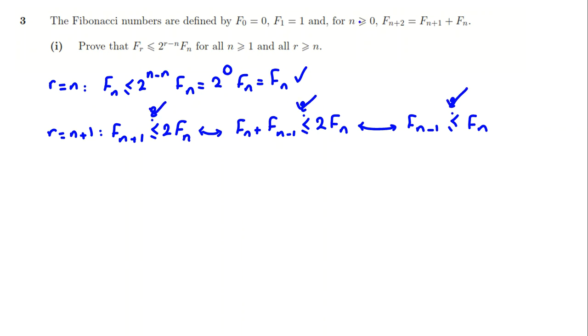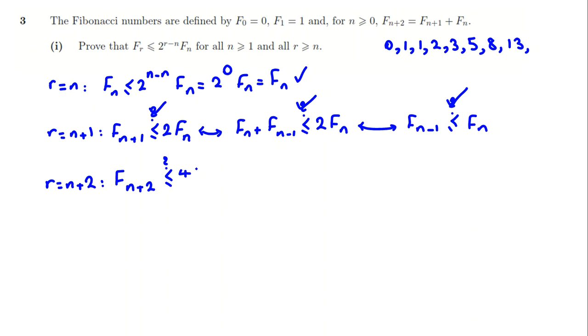Because the Fibonacci sequence is an increasing function: 0, 1, 1, after that 2, 3, and so on, 13, and so on. So f(n-1) is always less than or equal to fn. Now, for example, for r equal to n plus 2, you say f(n+2) is less than or equal to 4 times fn.